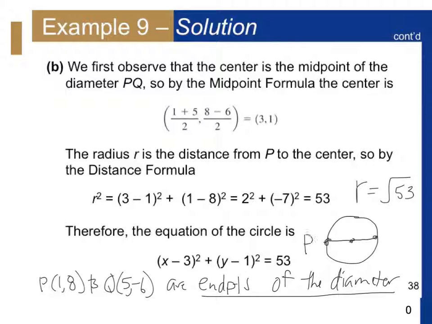Let's say this is our P, and this is our Q. Okay. And we just have to find the distance from P to the midpoint, or from Q to the midpoint, to find our radius. Because remember, the radius is half your diameter. There's 2 radiuses there. Okay. And then we can plug in the rest to get the equation of our circle.